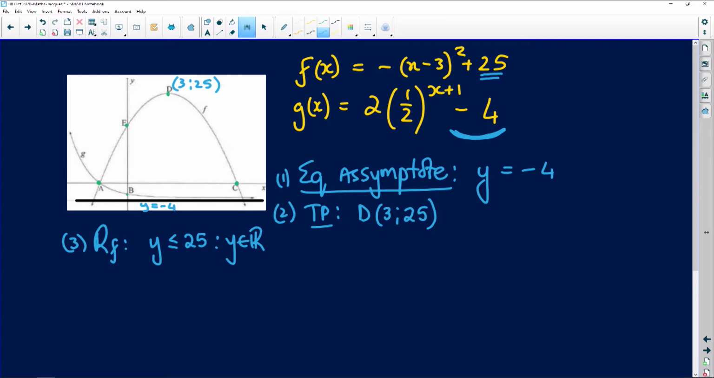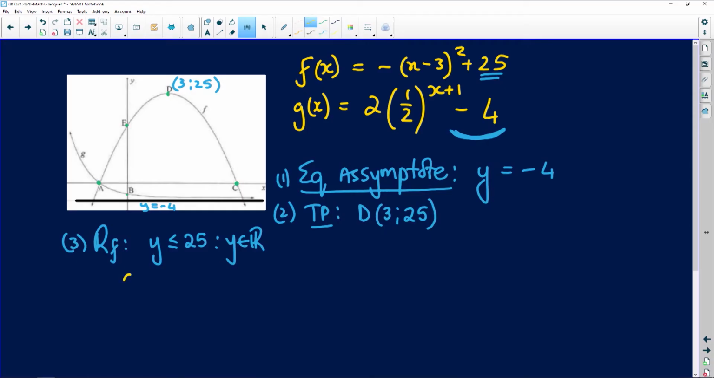Some people like to use interval notation here. Okay, so we can then say y is an element. Let me write this down. The alternative would be to say y is an element that comes from -infinity and goes up to 25 with a closed bracket. Remember, at infinity, the brackets are always open, and if the point is not included, then your bracket is also open. So that was for 1 mark.